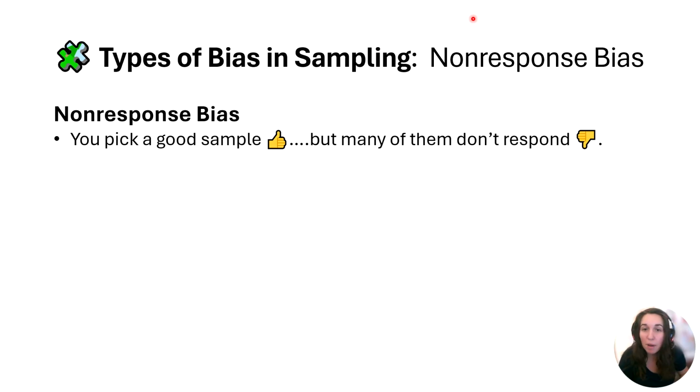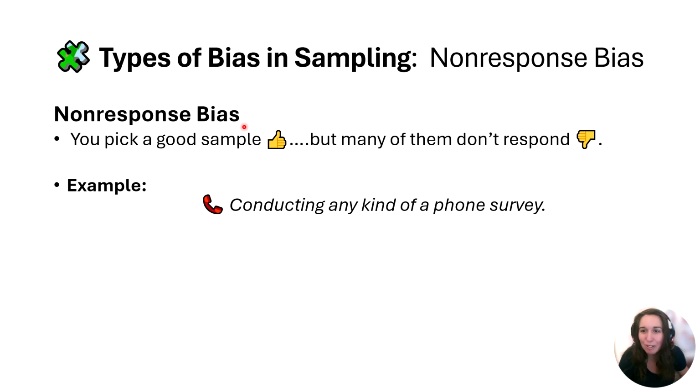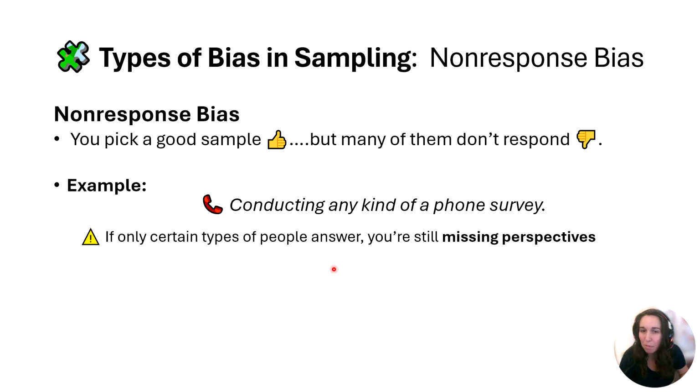So the second type of bias we're going to look at is called non-response bias. And so the basic definition for that: we pick a good sample, but many of them just don't respond, right? It's exactly what it sounds like, non-response. Sometimes you just don't have control over that. People just don't respond. An example of this is conducting literally any kind of phone survey. The problem is if only certain types of people answer, you're still missing perspectives, right? We only are getting the perspective of the people that actually pick up the phone and want to give their opinion, and that might lead to some pretty skewed results.